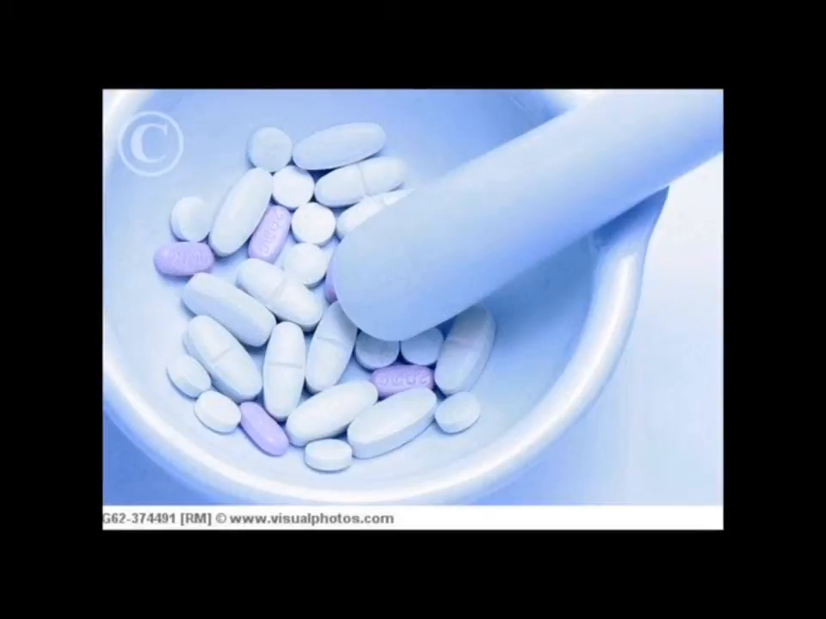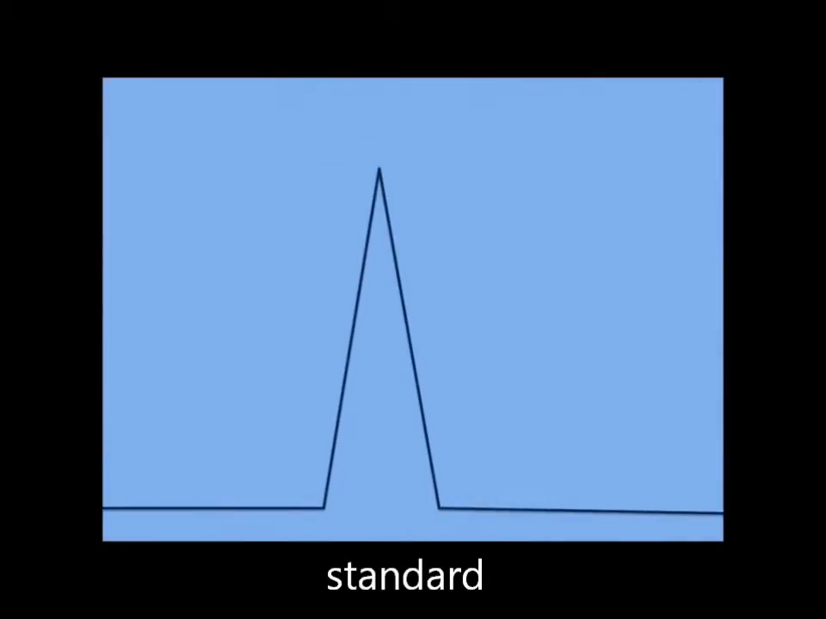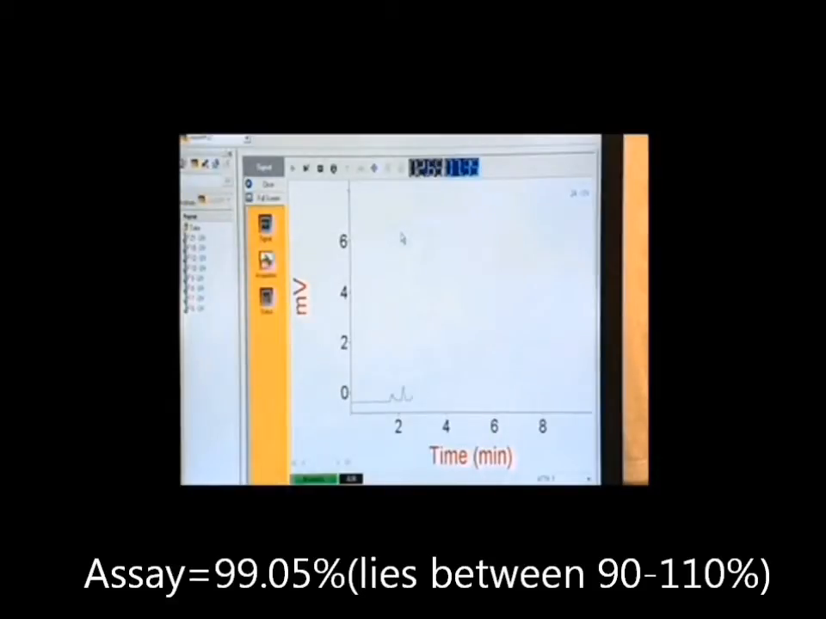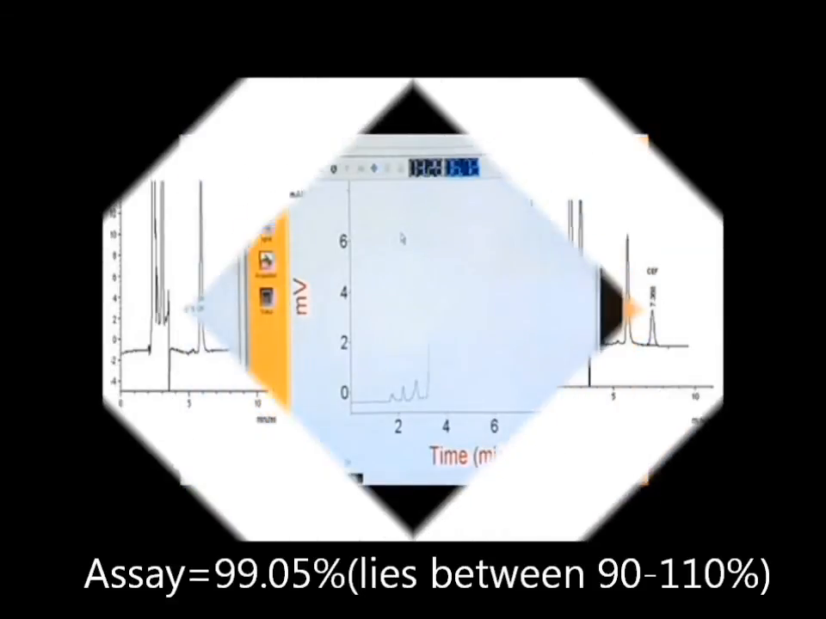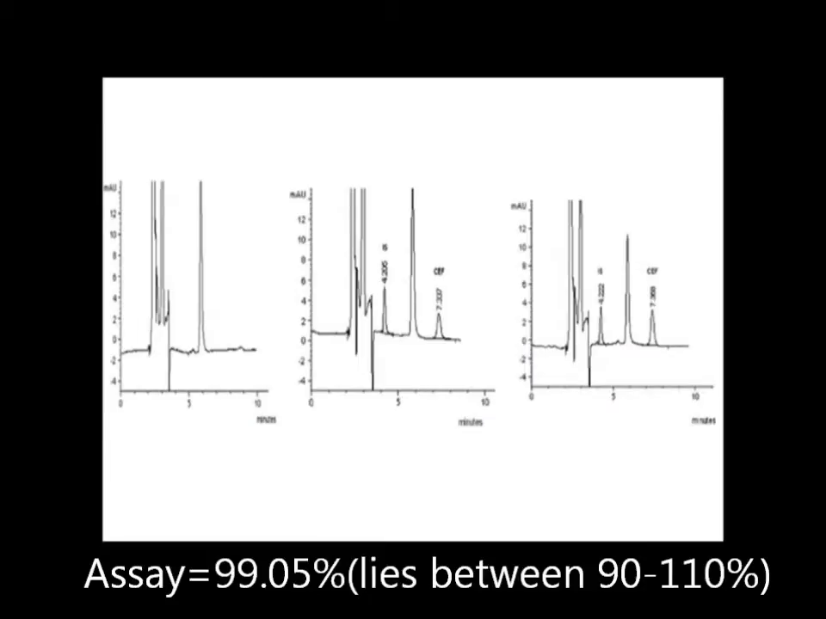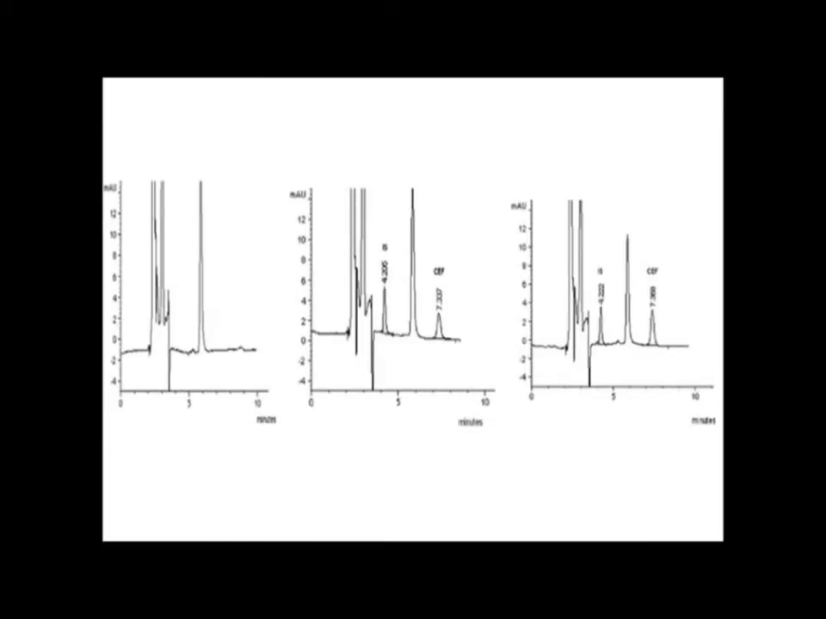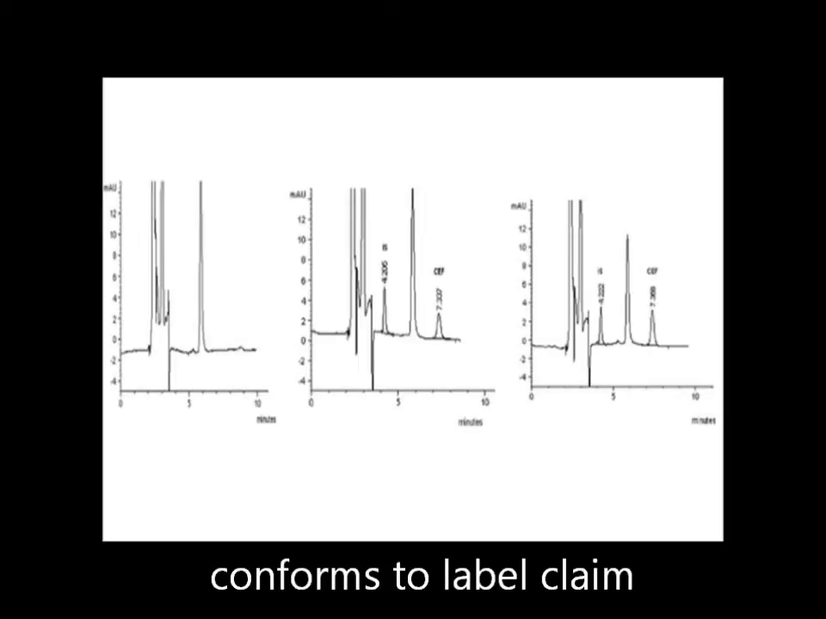From the blank, standard, and sample chromatograms obtained, we can find the areas of the peaks in the standard and the sample chromatogram and find the potency of the drug. Assay of the drug was found to be 99.05%, which lies between the assay range of 90% to 110%. Therefore, the potency of the drug matches the label claim.